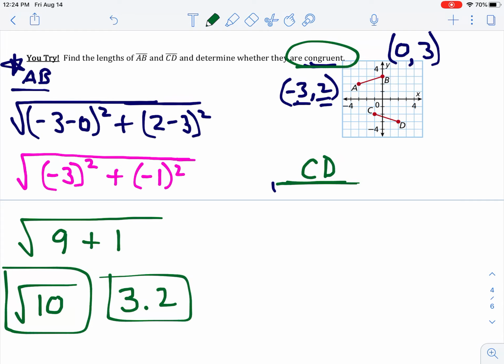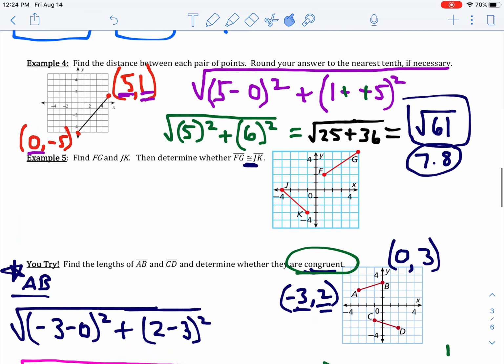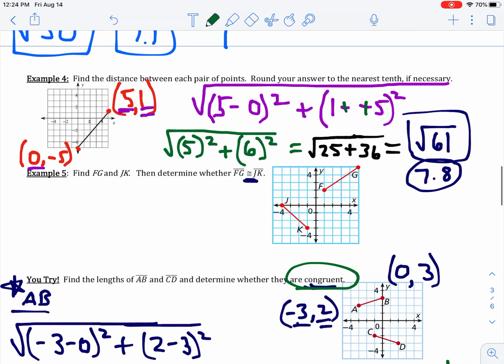All right, but we're using the distance formula to prove that they are the same length, same distance to make them congruent. Okay, you are also going to try this example, example 5. It's the same as what we just did below. You might be able to write and fit it a little bit nicer than I can, but overall, very good job with the distance and the midpoint.